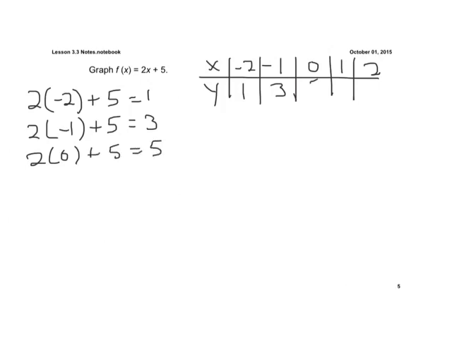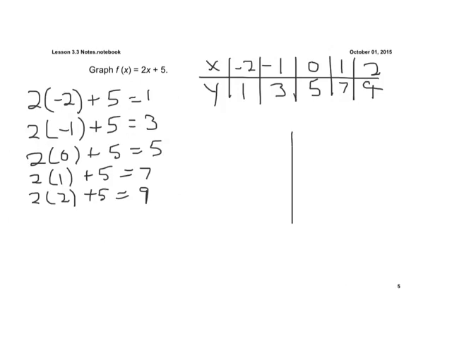We see a pattern going here. 1, 3, 5. This one should go up by 2 as well. 2 times 1 is 2. Plus 5, we get a 7. And our last one, 2 times 2 is 4. Plus 5, we get a 9. Okay, notice how those each go up by 2. These each go up by 1, so we know from last chapter it's going to be a linear function.